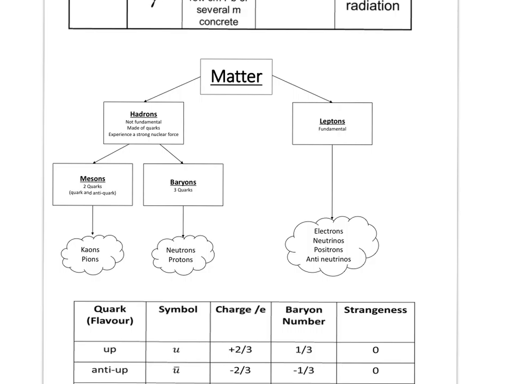It is separated into 2 groups, mesons and baryons. Mesons are made up of 2 quarks, a quark and antiquark, and baryons are made up of 3 quarks. Examples of mesons are kaons and pions. Baryon examples are neutrons and protons.